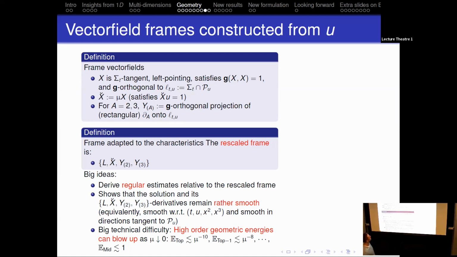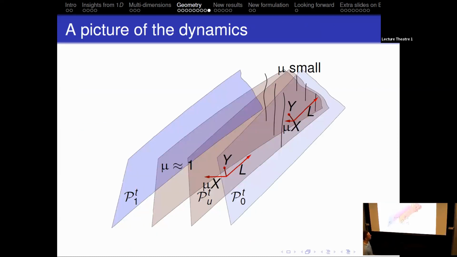So let me just, I mentioned this technical difficulty with the high order energies. I'm not going to discuss this in detail. Let me just show you the picture. These are the characteristics coming close together. This is the vector field called X-breve, which is mu times X. It's transversal to the characteristics, and as mu shrinks, mu times X looks small in the picture. Vector field Y is tangent to the characteristics. Vector field L is null and tangent to the characteristics. So this is kind of the good, fruitful setup for the PDE analysis.